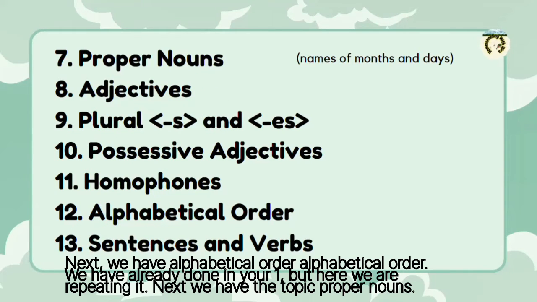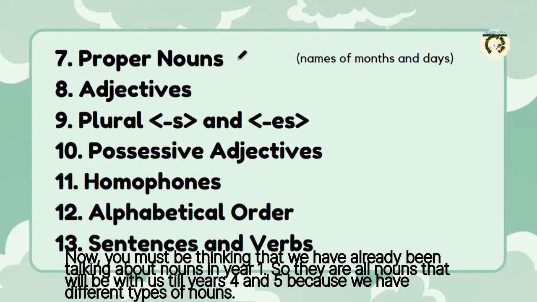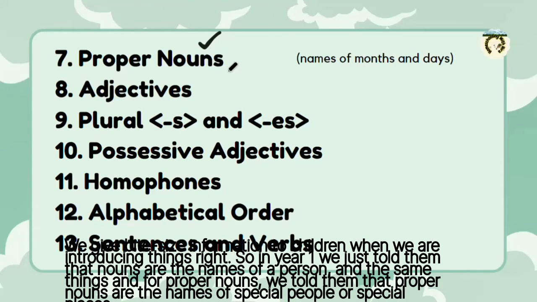Next, we have the topic proper nouns. Now, you must be thinking that again, nouns, we have already been talking about nouns in year one. So, dear all, nouns will be with us till year 4 and 5 because we have different types of nouns. We give bite sized information to children when we are introducing things, right? So in year one, we just told them that nouns are the names of person, place, and things, and for proper nouns, we told them that proper nouns are the names of special people or special places.